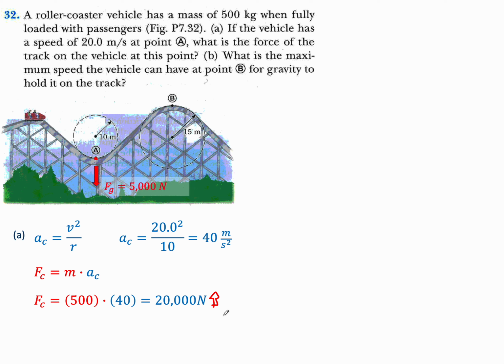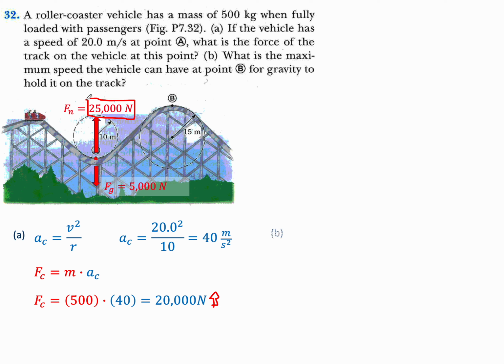If you look at the force of gravity, that's going to be 5,000 newtons. So then what does the normal force, the only other force acting on the car, have to be? The answer is it's got to be 20,000 newtons larger. And so the answer to A, what's the force of the track on the car, or the normal force, has to be 25,000 newtons.